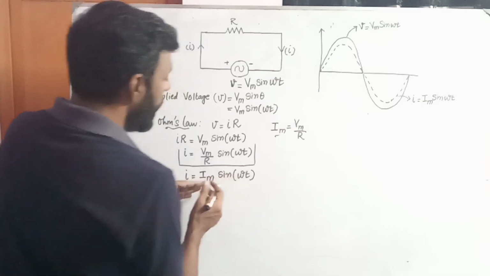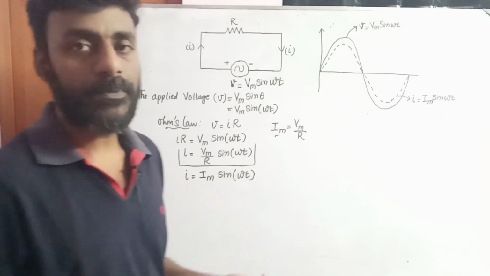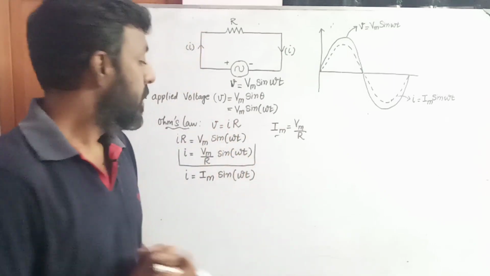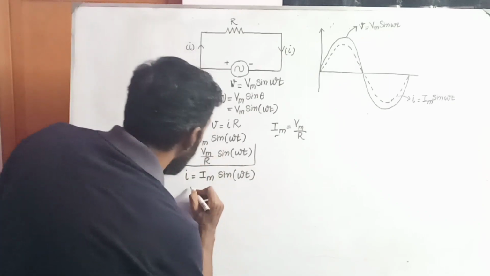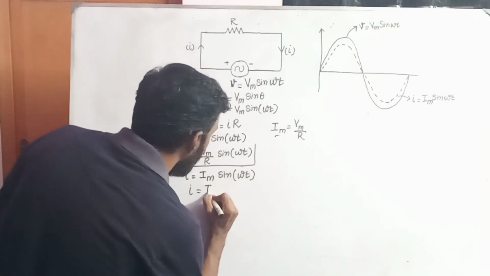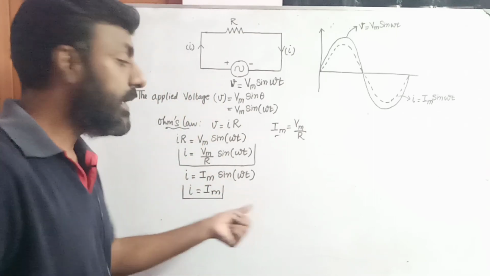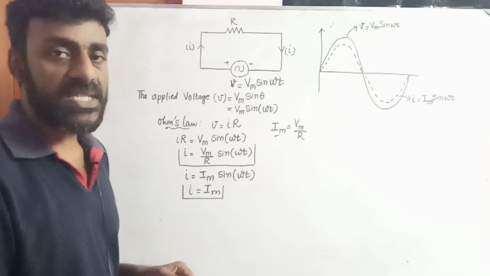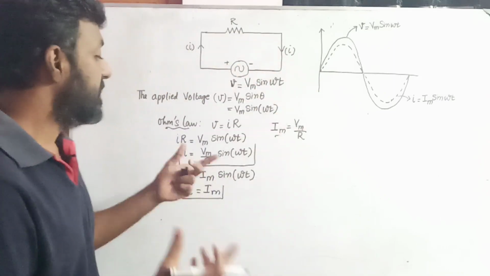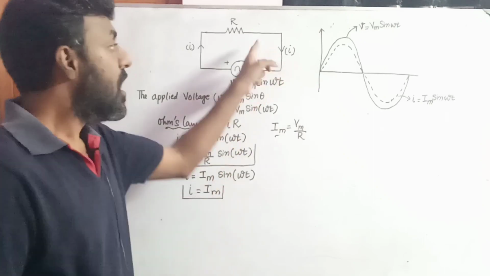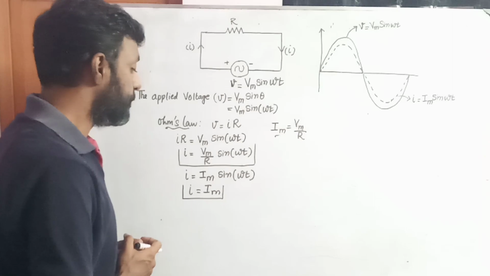For example, if sine omega t is unity, that is 1, then I equal to Im. When sine omega t becomes unity, I is equal to Im, which means that the instantaneous value of current looping around this circuit is nothing but the maximum current. I is equal to Im.